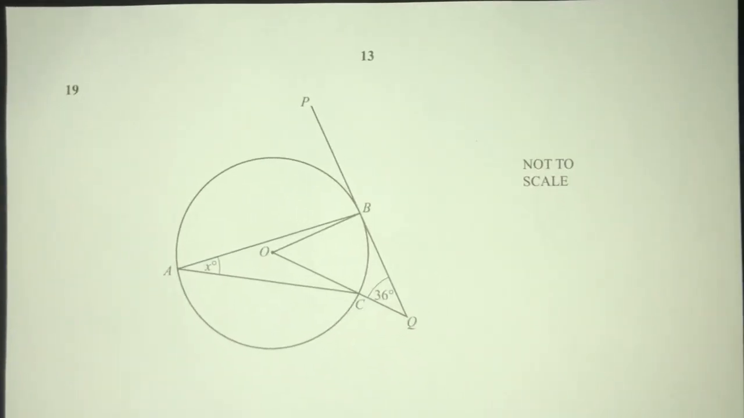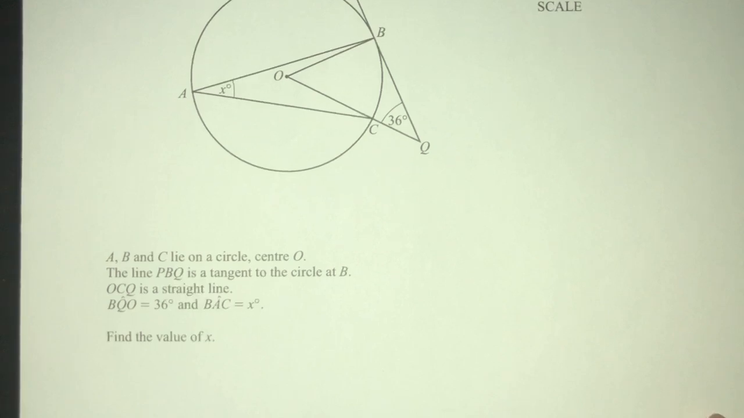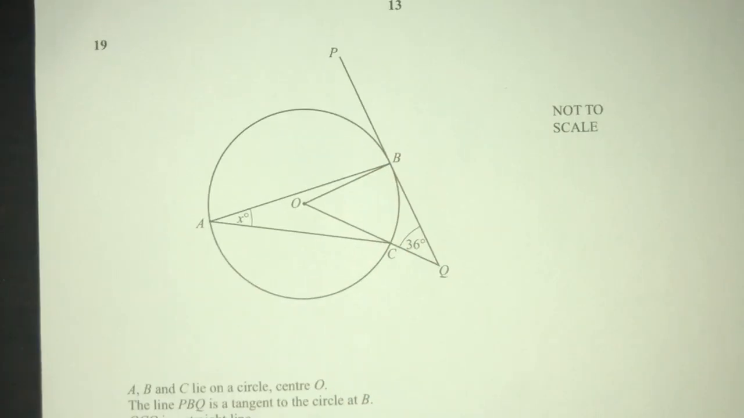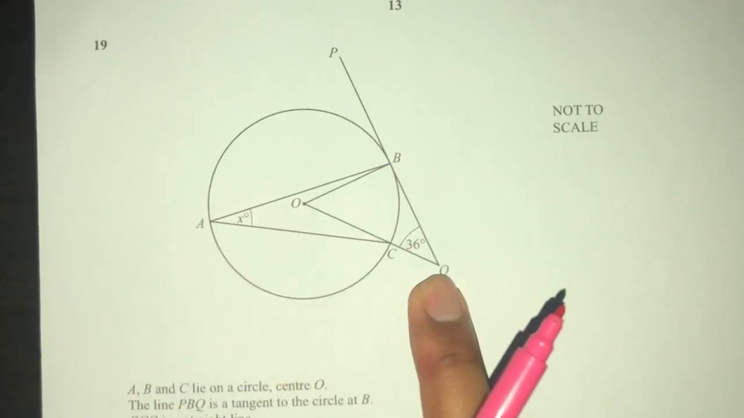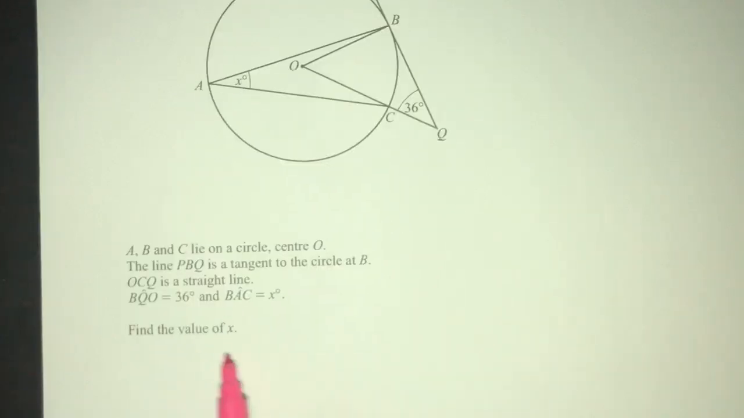Now let's move on to question number 19. So here we have a circle, and let's see what we can do for this question. A, B, C lie on the circle center O. The line PBQ is a tangent to the circle at point B right here. Now OCQ is also a straight line. So let's see how we can find the value of x.